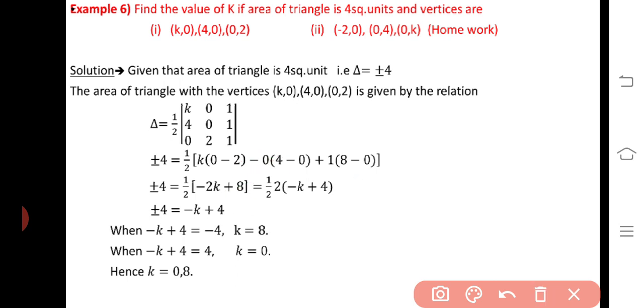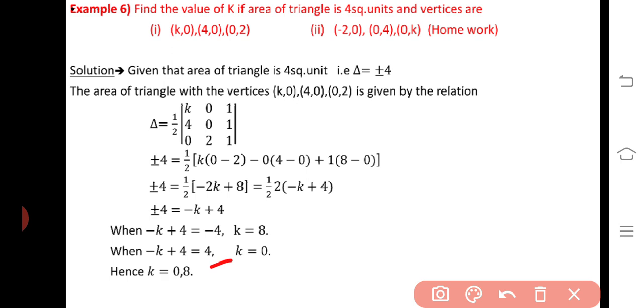This implies 1 by 2 as it is. Here 2 is common, take that common 2 outside: minus k plus 4 into 8, from the previous step. Then 2 will get cancelled, 2 will get cancelled, then plus or minus 4 is equal to minus k plus 4. The k value may be positive or negative, but you have to always take the positive value of area. Minus k plus 4 is equal to minus 4 and minus k plus 4 is equal to plus 4.